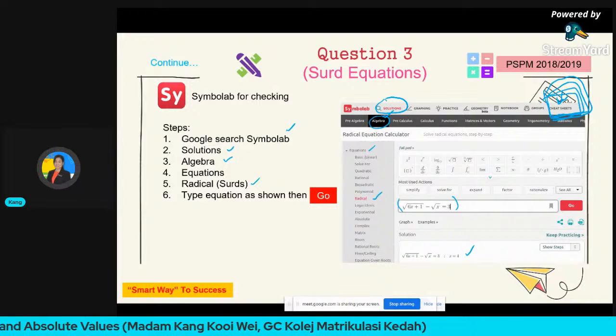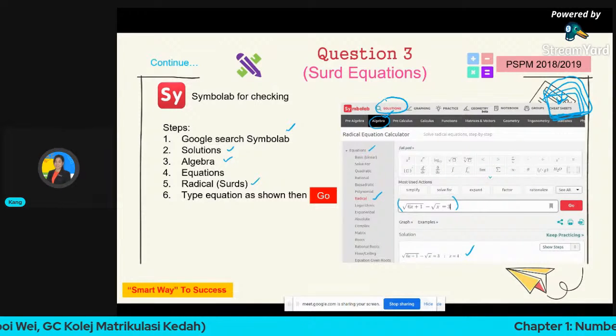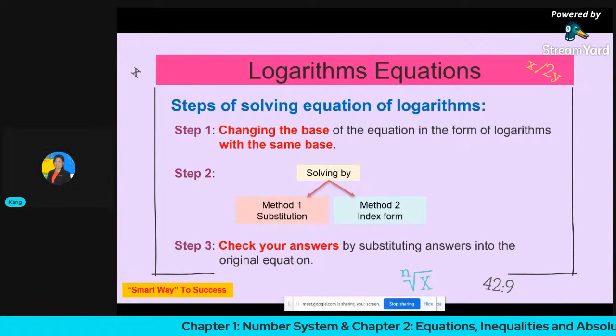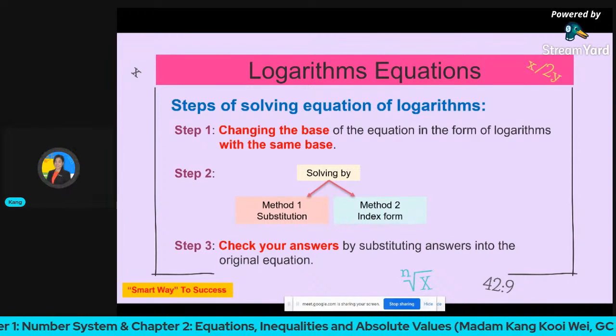So you already master the technique of solving the equation of the surd. Now we are going to go to the third type of equation. It is the logarithms. For the logarithms, we have steps of solving also. So class, please remember it. Okay, you have to memorize it.